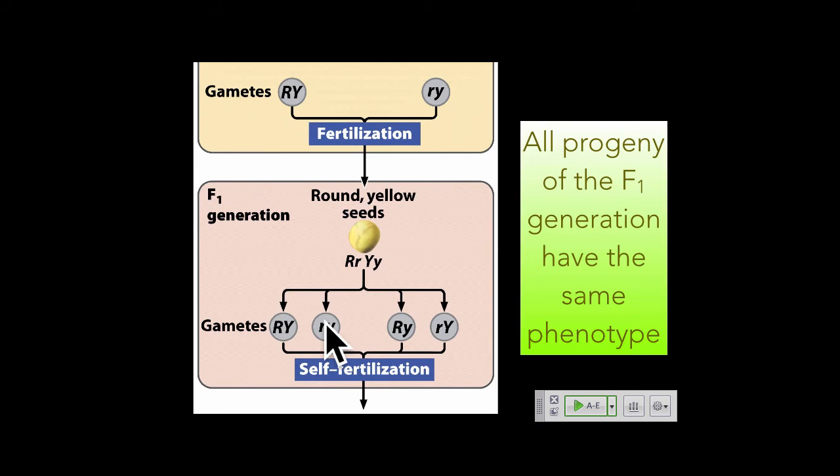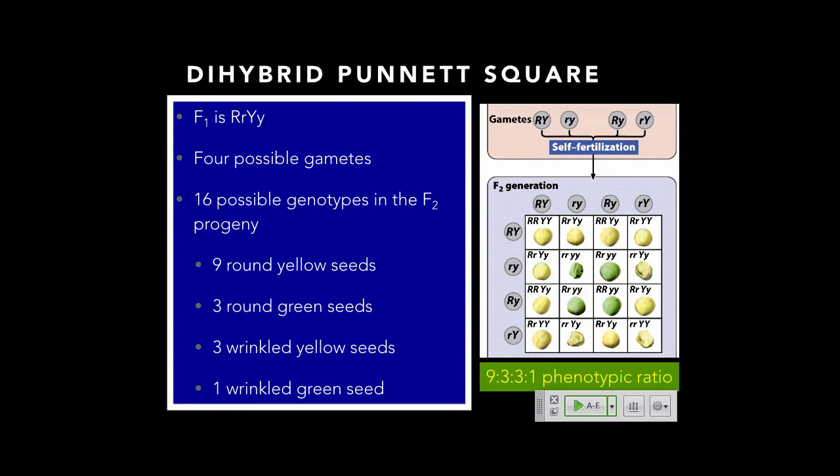All right. So the number of gametes that you can get is 2 to the n, where n is the number of genes you're looking at. If we're dealing with 3 genes, there would be 8 gametes. Okay. So we just have the 2 to the second, or 4 traits here. All right. So he gets 4 possible gametes. So there's 16 possible genotypes out of the F2.